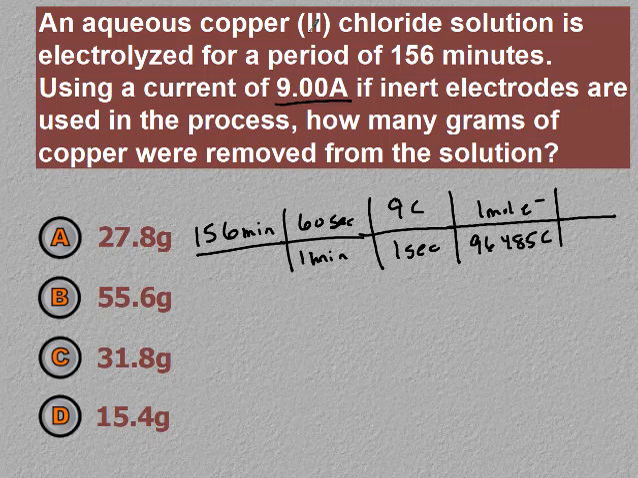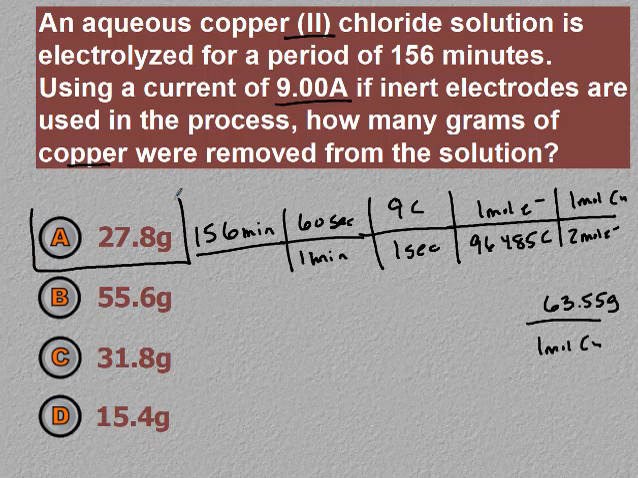And then we're trying to go from copper 2 to copper metal. So that's 2 moles of electrons for every 1 mole of copper. And then finally, for every 1 mole of copper, it's 63.55 grams. One other thing, if it's a multiple choice problem and I didn't have a calculator, I would just be rounding this to 63 or 64, because if I don't have a calculator, I don't have to put all those decimals. While if it's a free response question, then I'm going to want to make sure I have those decimals for the molar mass. So plugging that in, we get A, 27.8 grams.